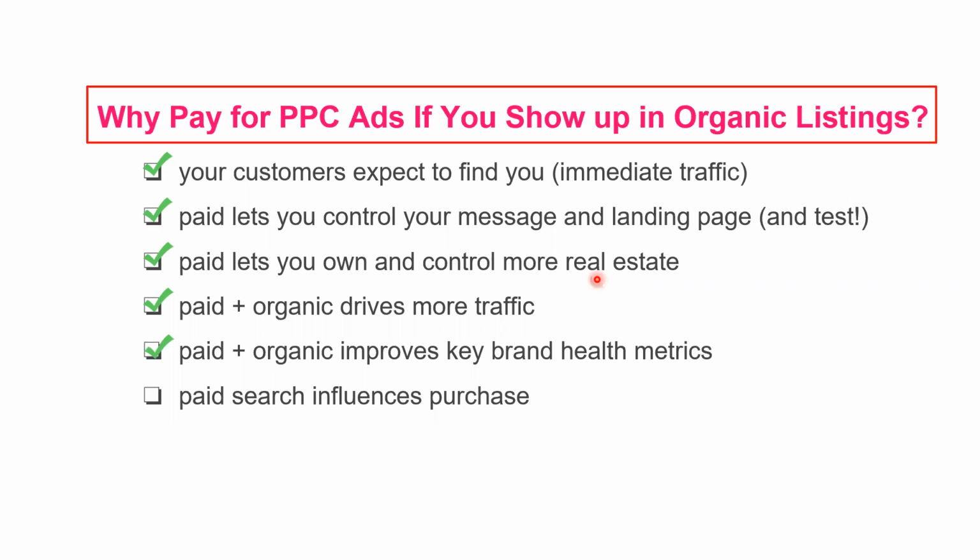When you couple paid and organic, it improves your key brand health metrics. And what do I mean by that? Well, brand recognition. It's going to improve your brand recognition as well as your position of prominence. When people see you at the top of Google search, they get the impression that your brand is prominent and is the most applicable thing for whatever they've searched for. Paid influences purchase. And I'll have some more metrics on this next screen here that drives that home.